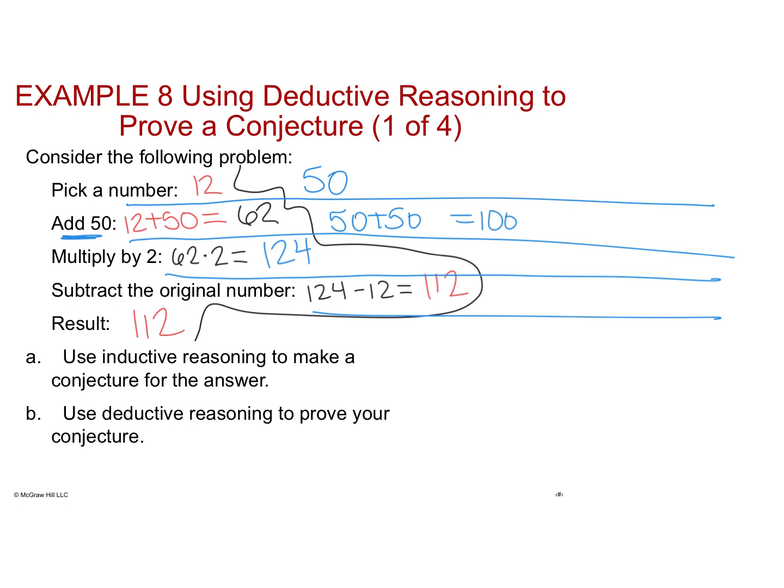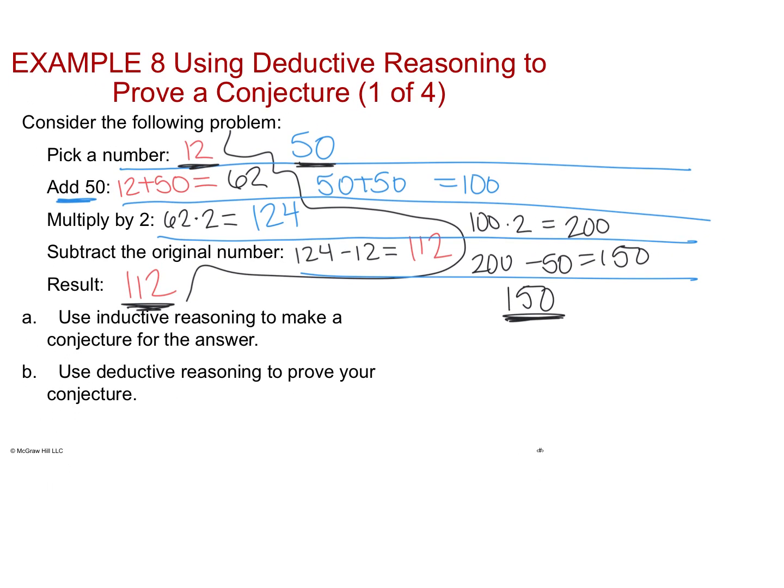And then I'm supposed to multiply that by 2. So 100 times 2 is 200. And then I'm supposed to subtract the original number. So 200 minus 50 is 150. And so my result is 150, right? So I started with 12 and I got 112. I started with 50 and I got 150. What do you think is happening? I would say inductively that my conjecture would be that the final answer is 100 more than the original number.